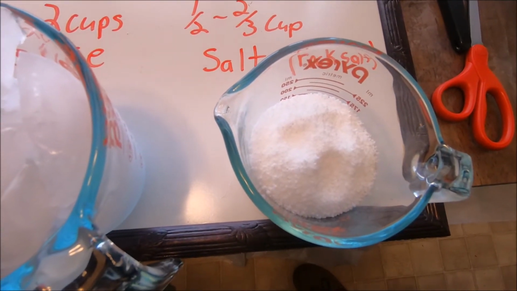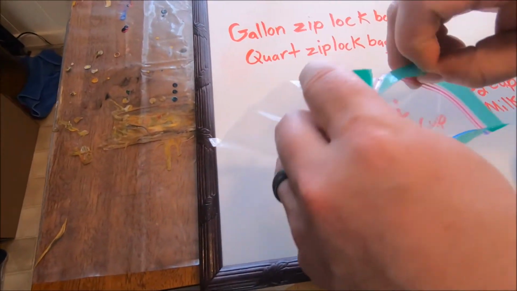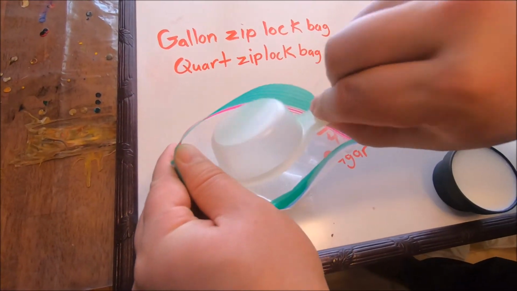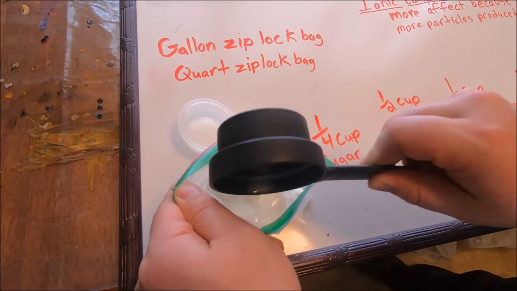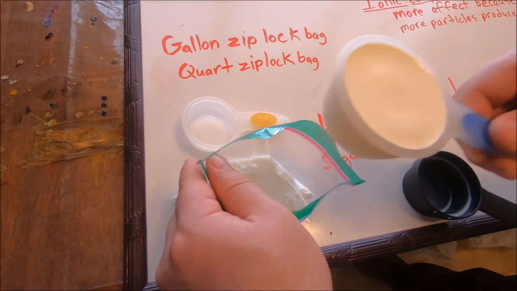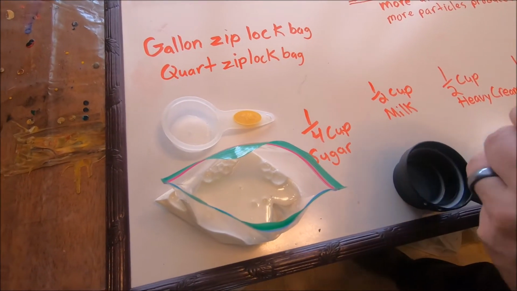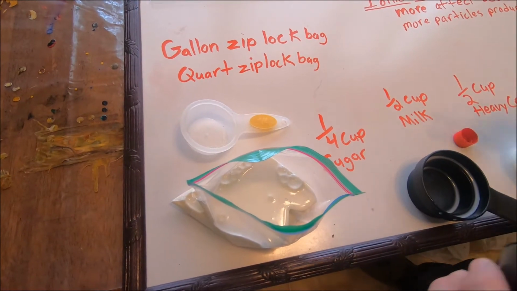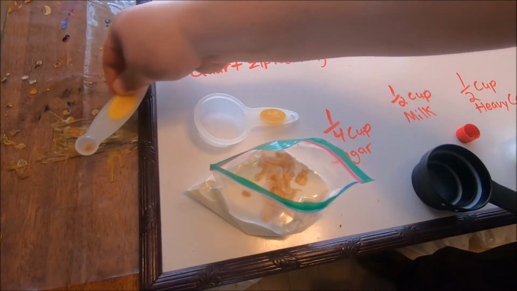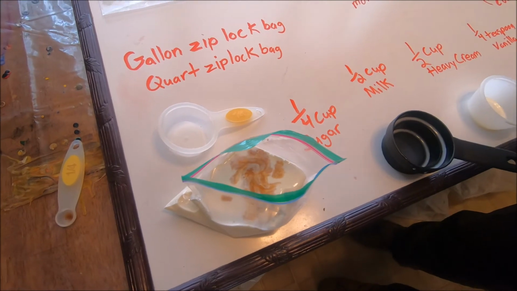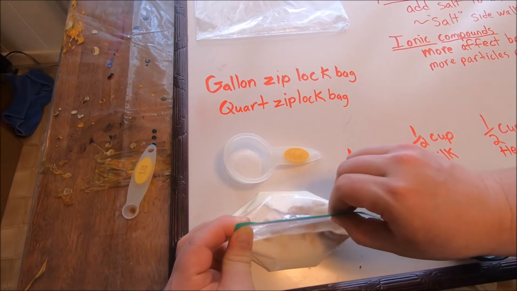As we're working, we're going to mix all of those together. So in our quart bag, we're going to take that 1/4 cup of sugar, half a cup of milk, half a cup of heavy cream, a little extra vanilla, and we're going to seal this bag closed. That first step, I want to make sure that we're sealed closed.